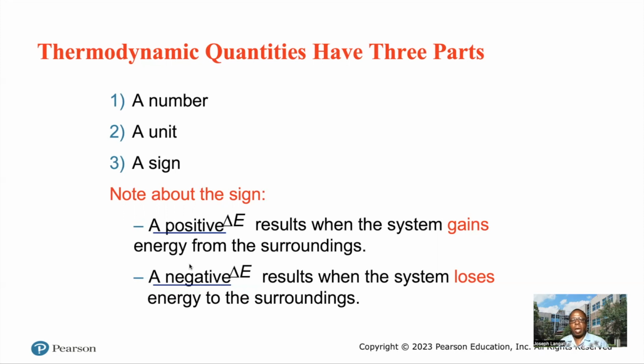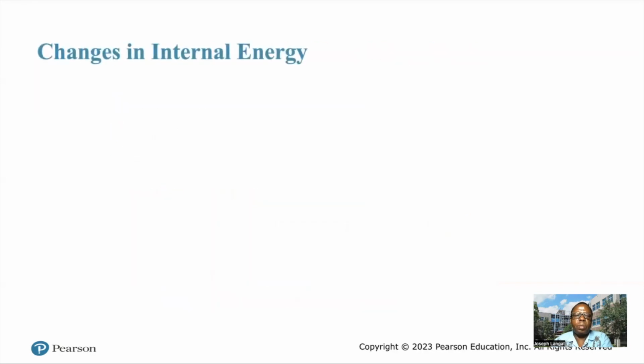Note about the sign, positive change in internal energy results when the system gains, positive gains, all right? Think of exothermic, endothermic. Negative change in internal energy means it loses, and this means the system. Remember how I defined the system earlier on? The system is where we are focusing on, where we are looking at. So it's either carrying in, that means the system is gaining, which is positive, or the system is losing, which is negative, to the surrounding.